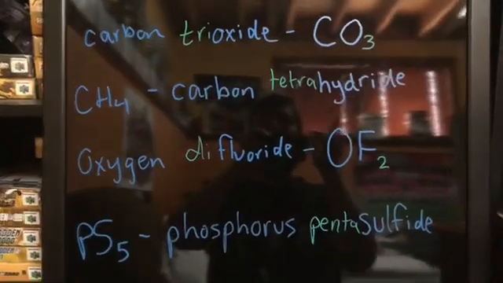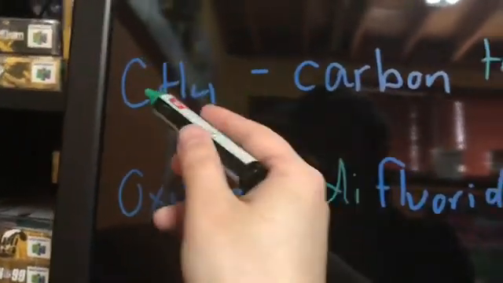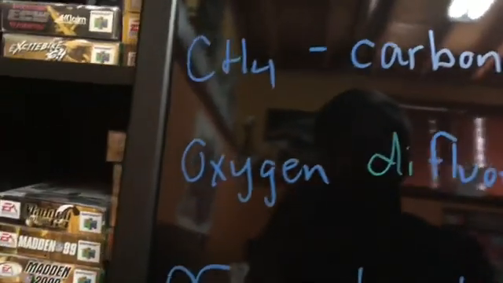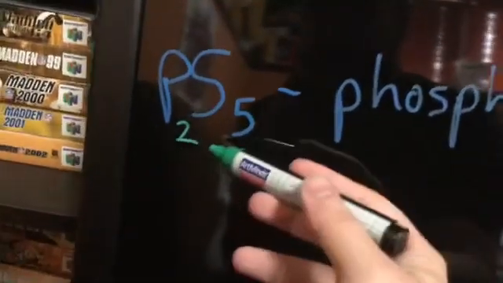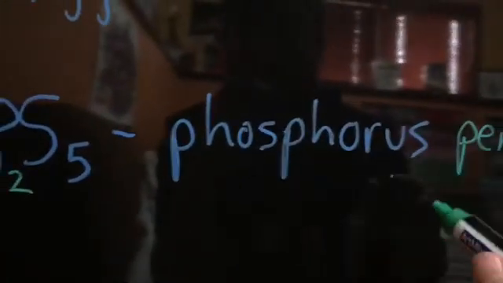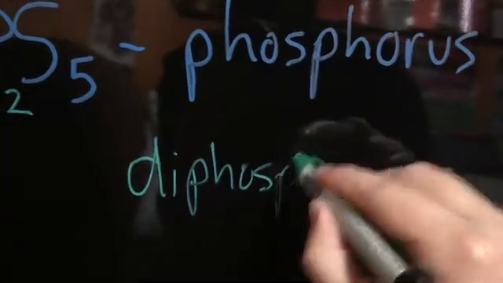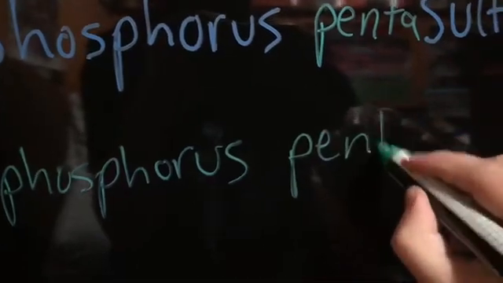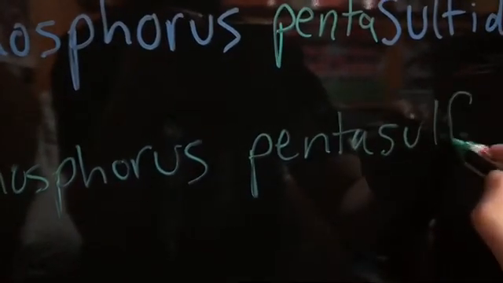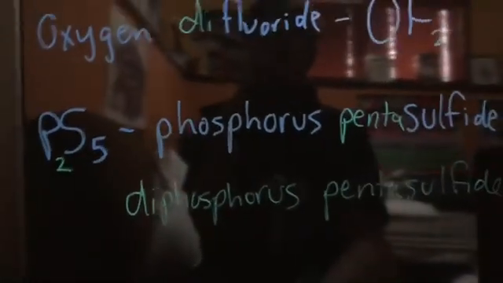One other thing to note is that for covalent bonds, if your first element has a number there, so say this was P2S5, we need to do the prefix for the first name as well. So if we just take this one for example, this would become diphosphorus pentasulfide. So we need to do the prefixes for covalent bonds.